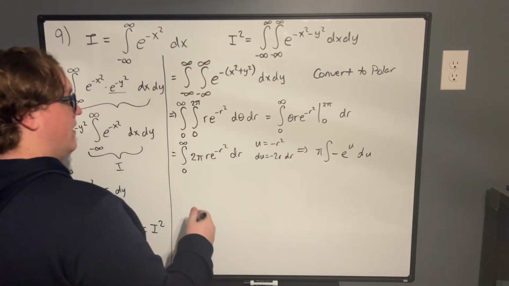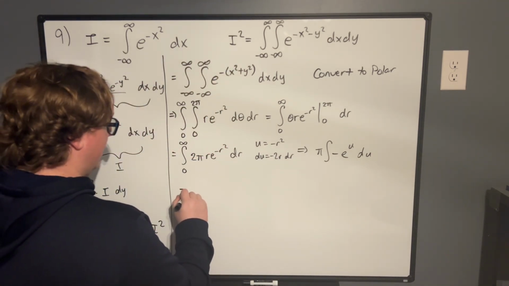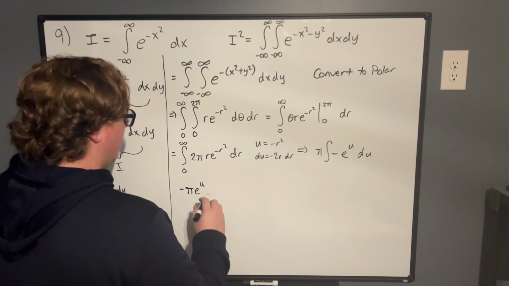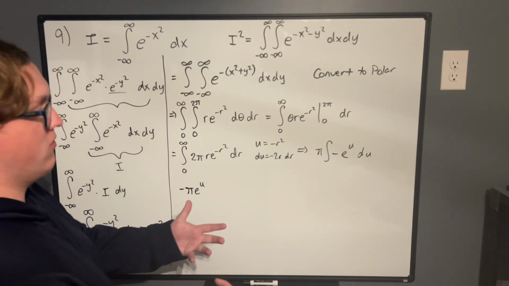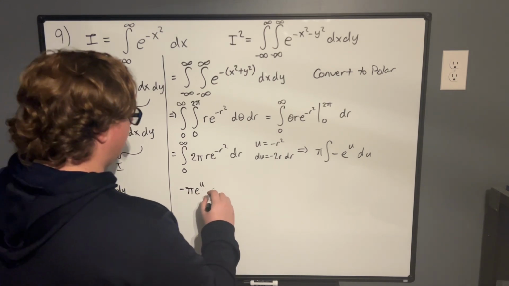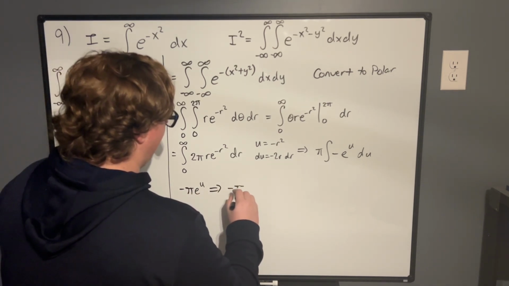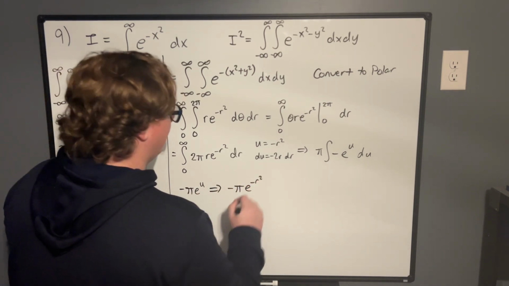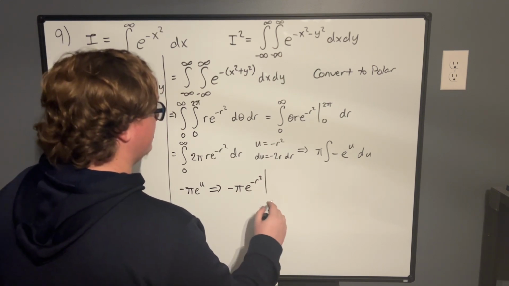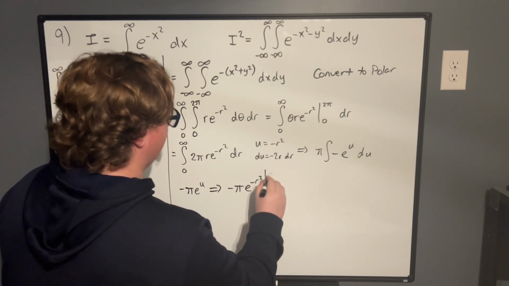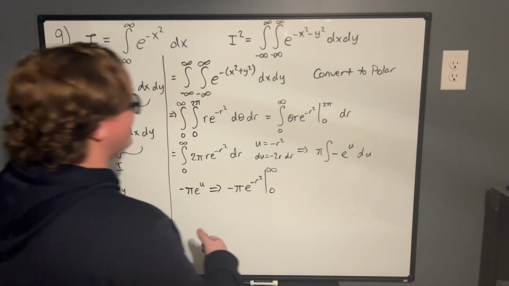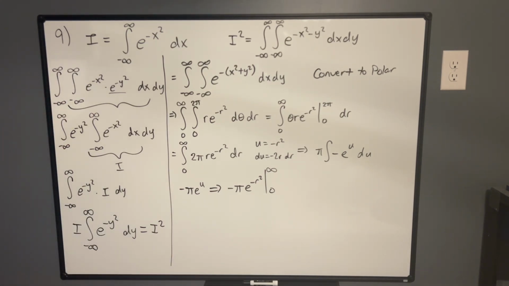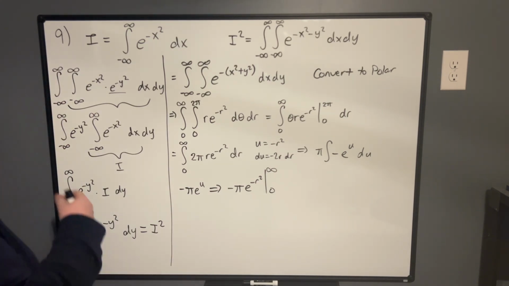So then when we evaluate this integral, we get negative pi e to the u. And again, we want to put that back into that r form that we had. So this is going to give me negative pi e to the minus r squared, and we're evaluating this from our original bounds 0 to infinity. All right. So now when we plug in what we have here, again, this is where it's technically improper, so you'd want to really use a limit, but we'll skip that part for now.